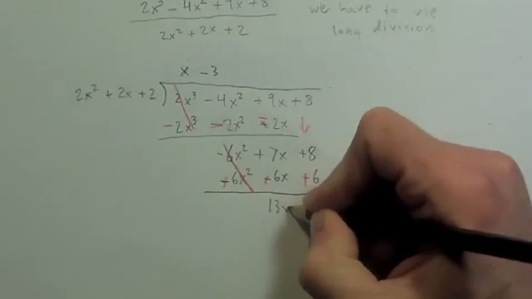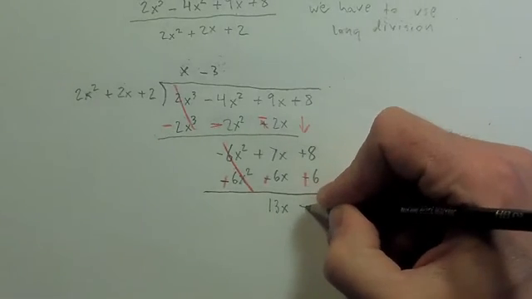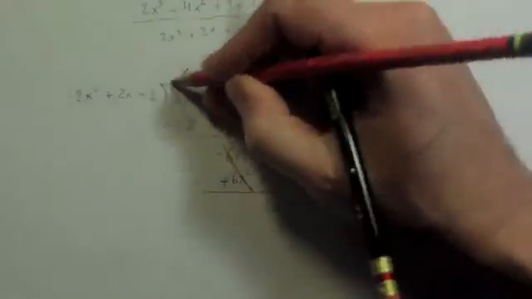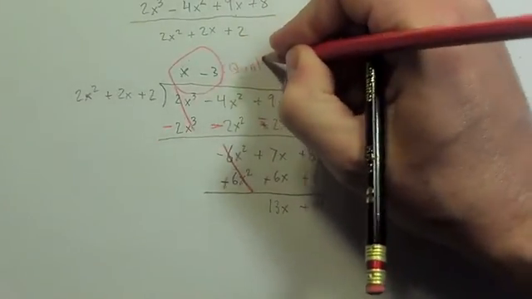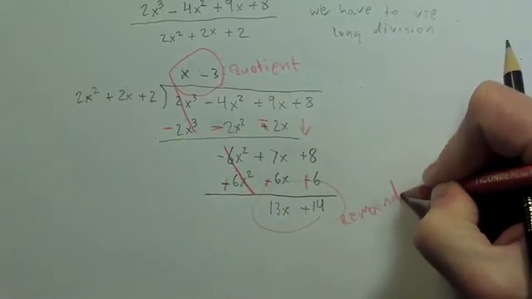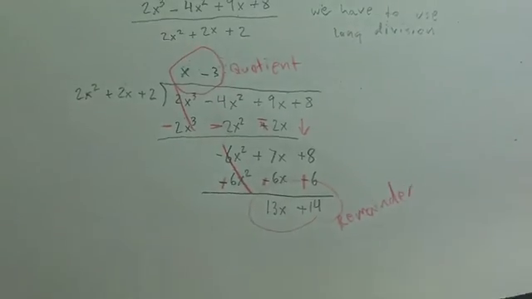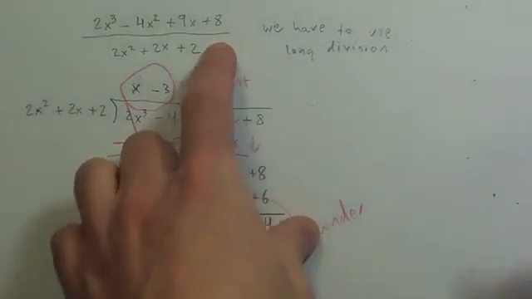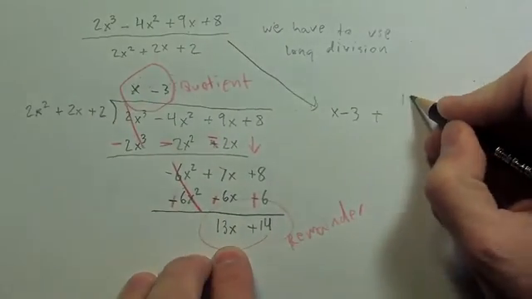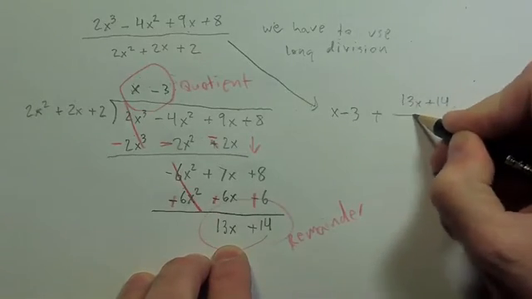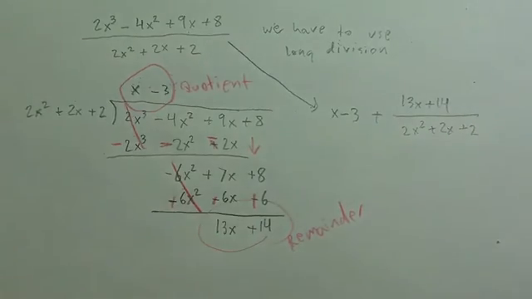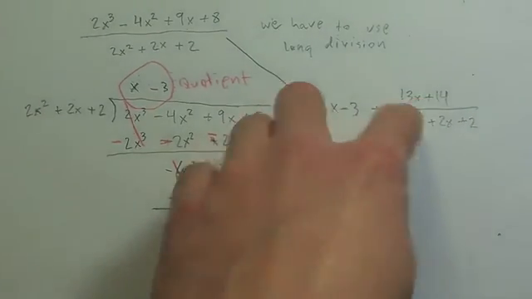Nothing cancels as nicely as before. We'll get a 13x plus 14. And we're done. This is now our quotient, and this is our remainder. So this thing comes out to be x minus 3 plus 13x plus 14 all over 2x squared plus 2x plus 2. And there we go, our quotient and our remainder.